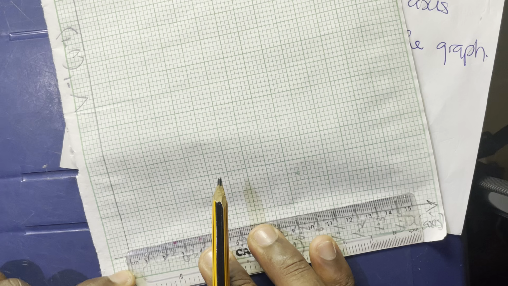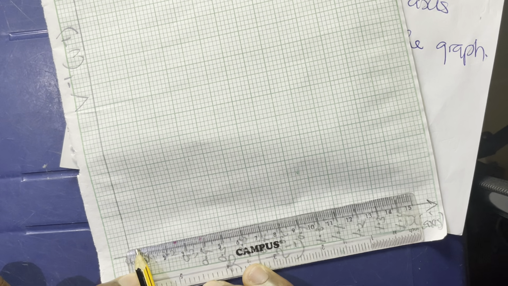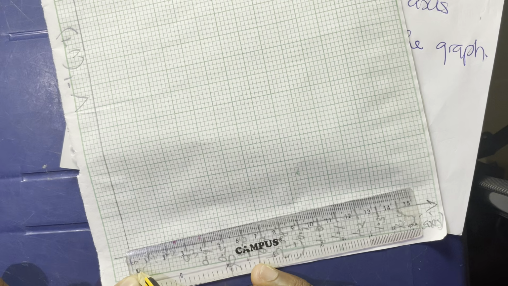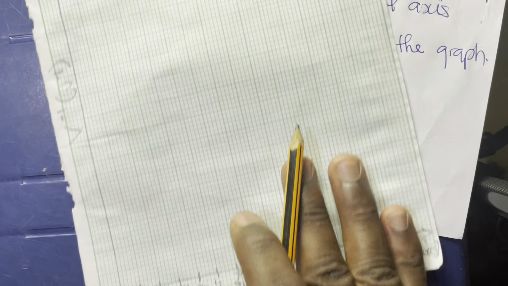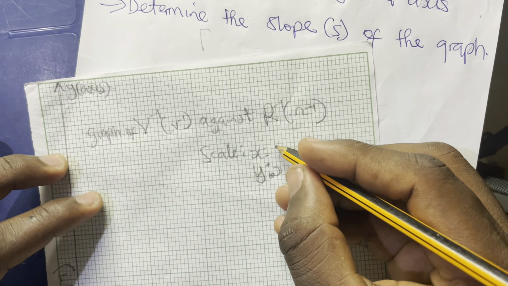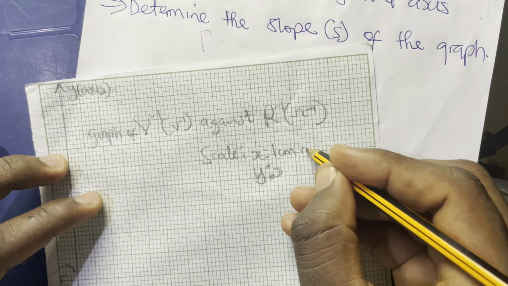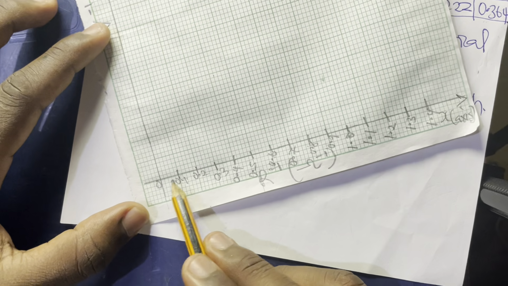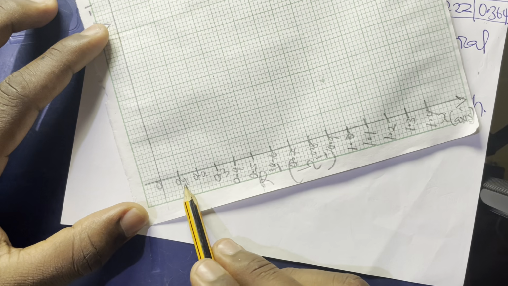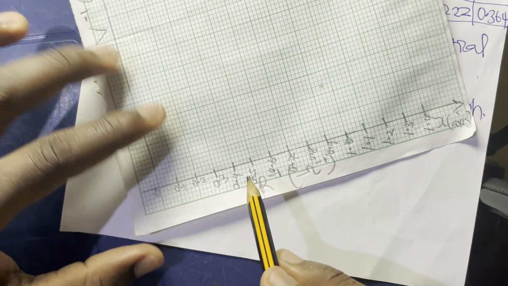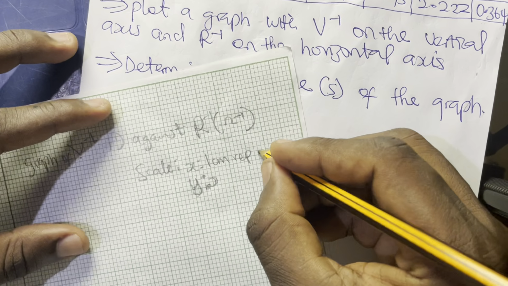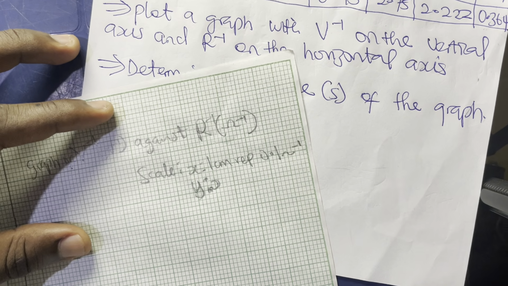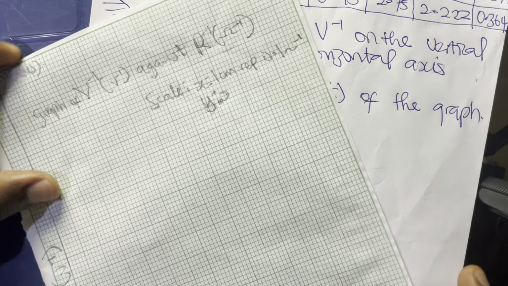So 1 centimeter is this. A single box is 1 centimeter from here to here. Can you see one? And this is a centimeter here. So then you say the x-axis, 1 centimeter represents how many? It represents 0.1 inverse of ohms. The interval between each of them is 0.1. So 1 centimeter represents 0.1 inverse of ohms.